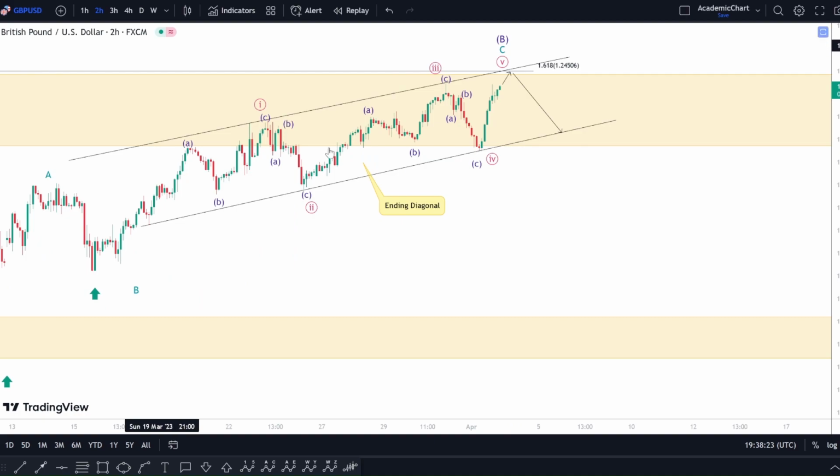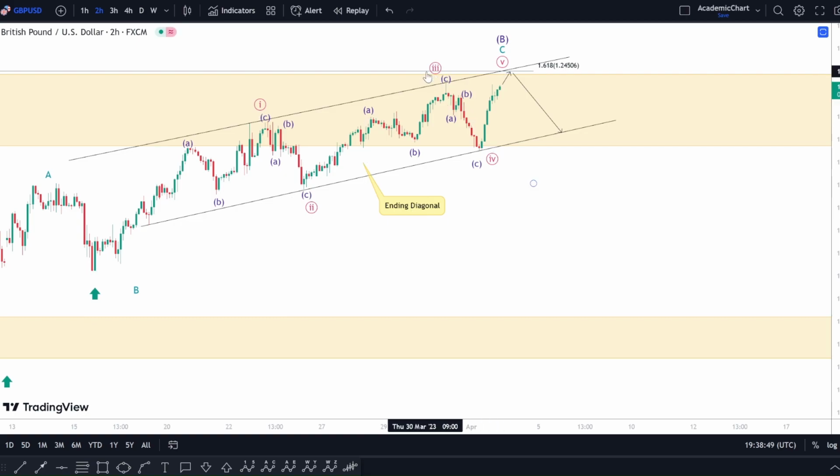However, if I take a closer look again at this last C wave, I can see it has the shape of an ending diagonal, which has 1, 2, 3, 4, 5, and each of the inner waves has the form of an ABC, even the impulsive wave, because in the ending diagonal, the impulsive wave also has a shape of ABC.